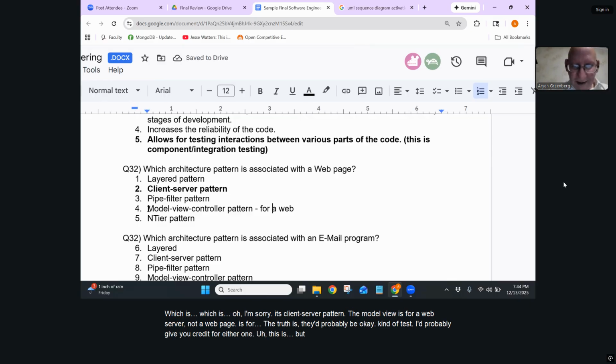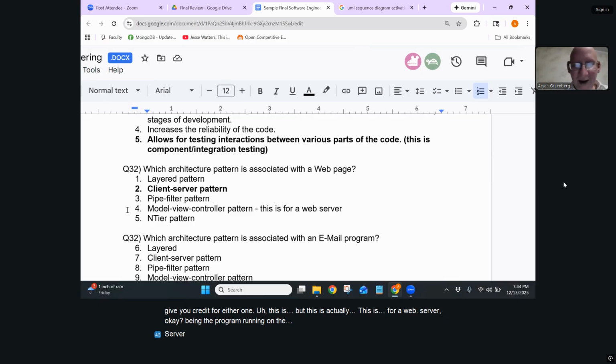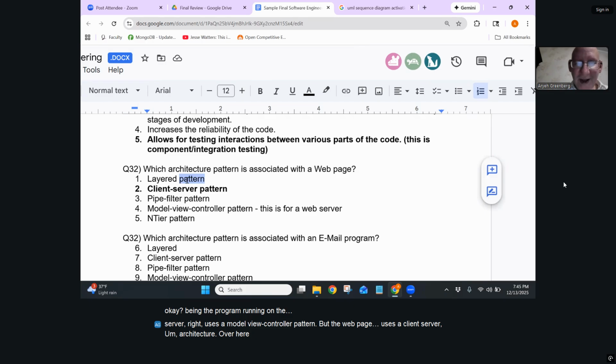But this is actually for a web server, meaning the program running on the server uses a model view controller pattern, but the web page uses a client server architecture. Over here, pattern doesn't mean design pattern, it means architectural pattern, right?